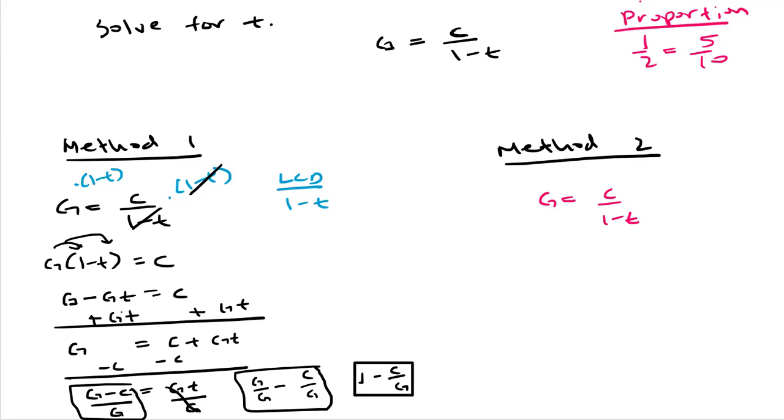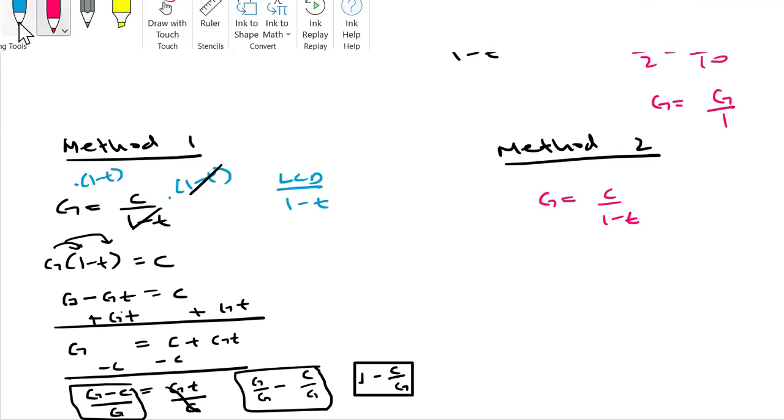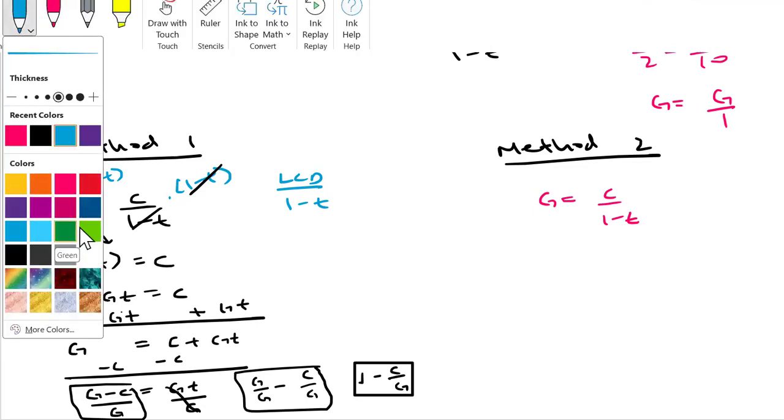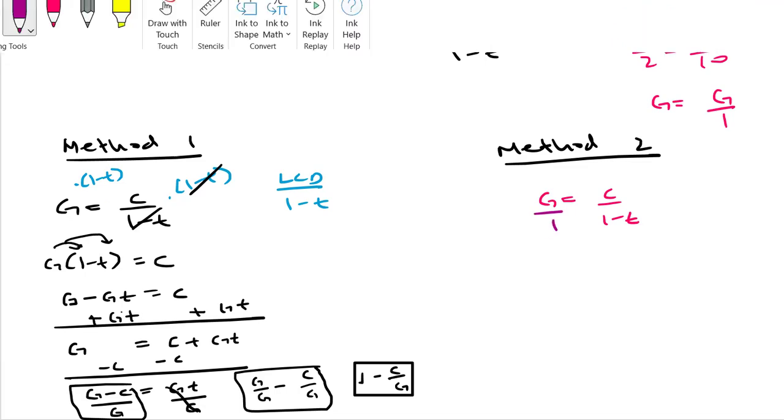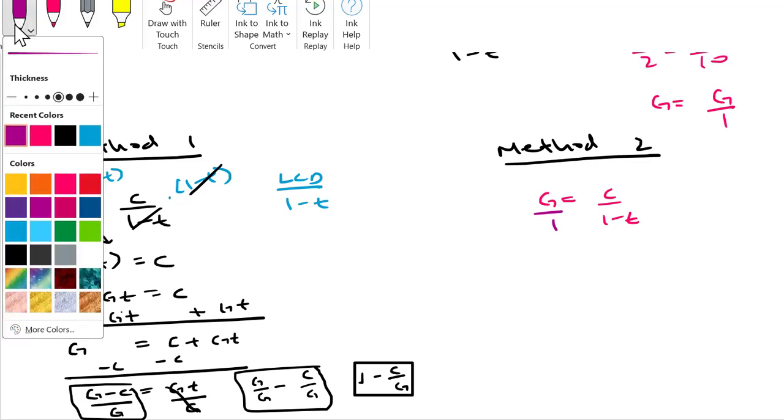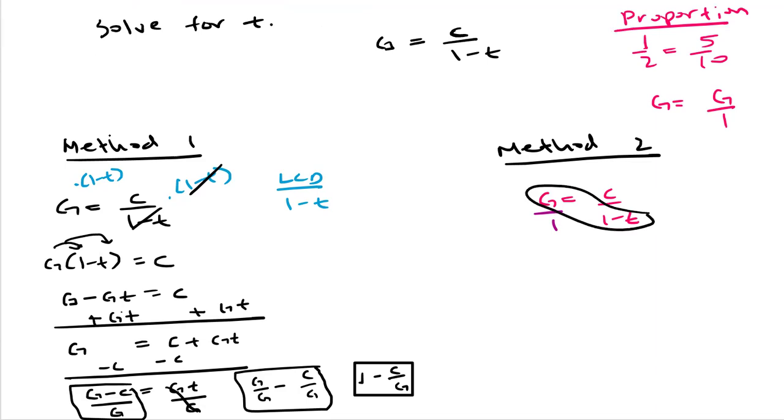So what I can do is rewrite the G as G over 1, because G divided by 1 is the same thing as G. I can write this as G over 1 on the left side. Then I can cross multiply, right? With proportions, you can cross multiply. So I multiply these together, and then I multiply these together. I call it the butterfly move.